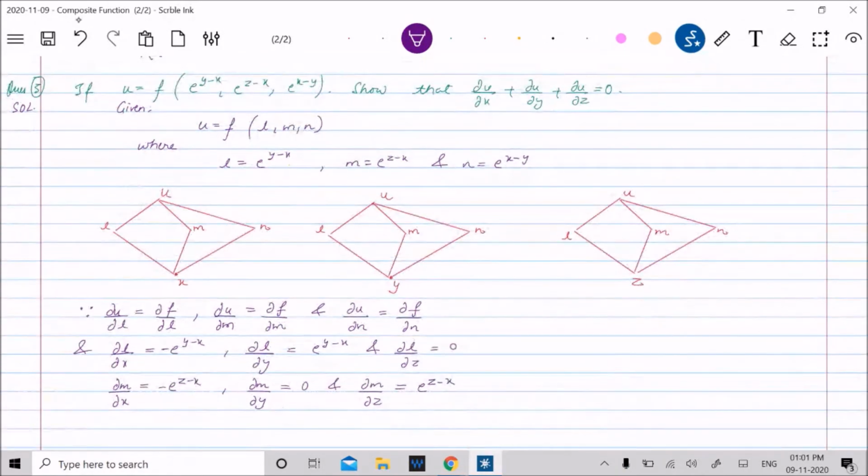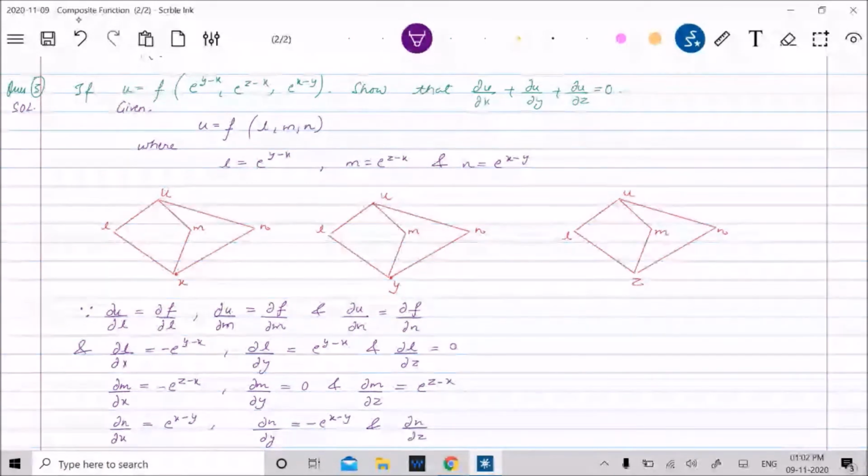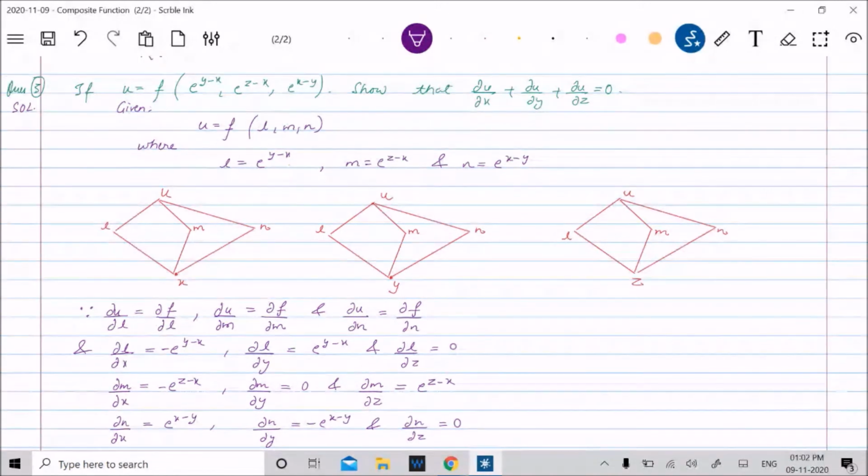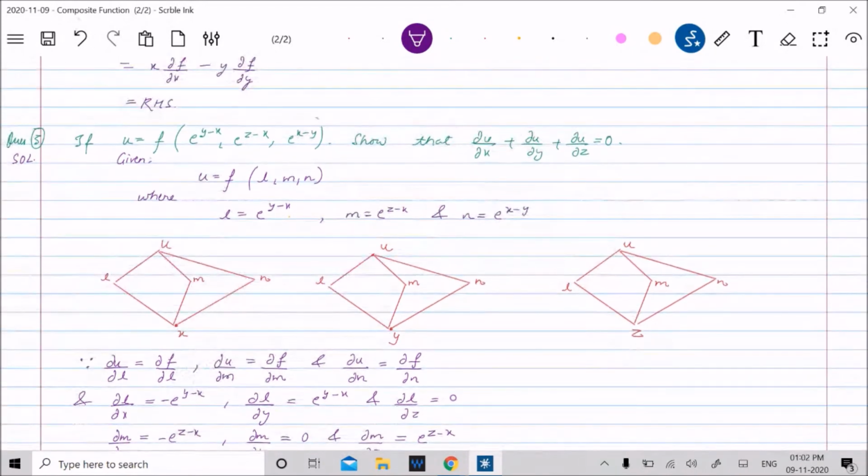Okay. Now del N by del X. Can you see there is a relationship of N with X, Y, and Z? Del N by del X, e to the power X minus Y, right? Del N by del Y, minus e to the power X minus Y. And del N by del Z will be equal to 0, of course, if I'm not wrong. I think something is wrong, because L and these two can't be the same. This is y minus X, this is Z minus X. It should be y minus Z minus X, I think.